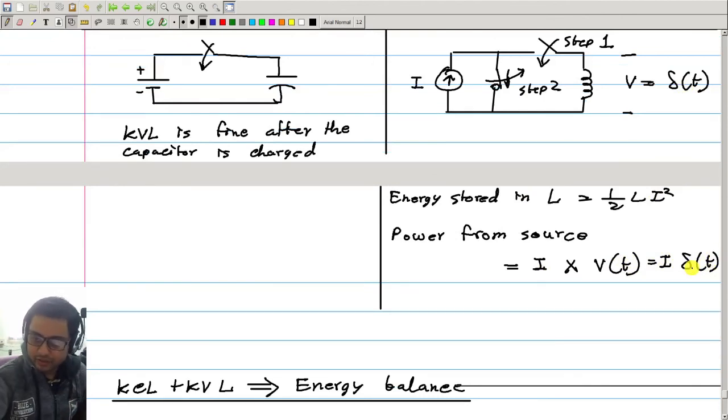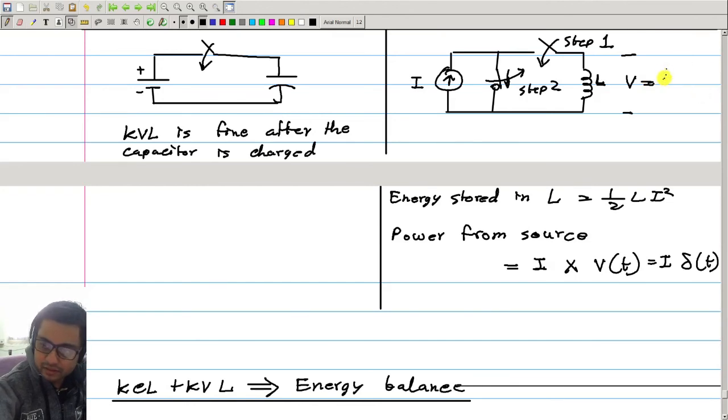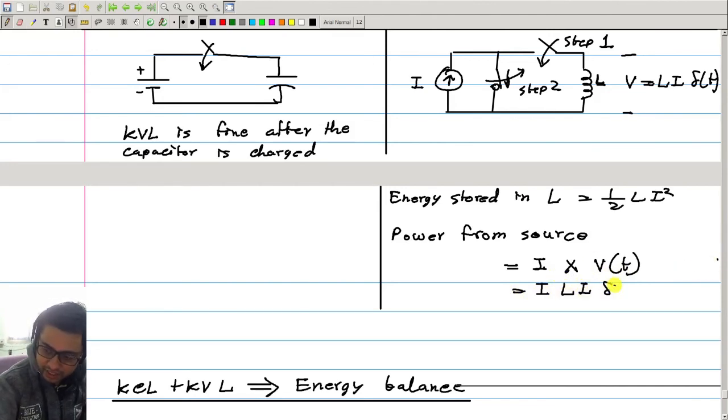Okay, let me put the values. If this is L, then this voltage will be, and suppose I is I, what will be the coefficient here? L di dt. L I, yes. L I delta. Okay, so here I have, let me write here, I times L I delta t.